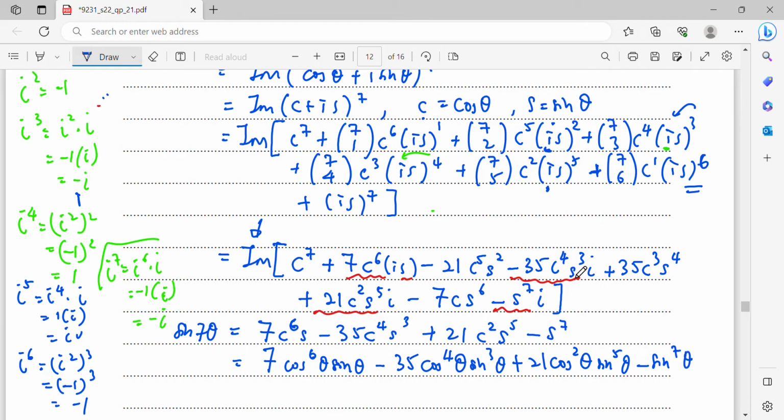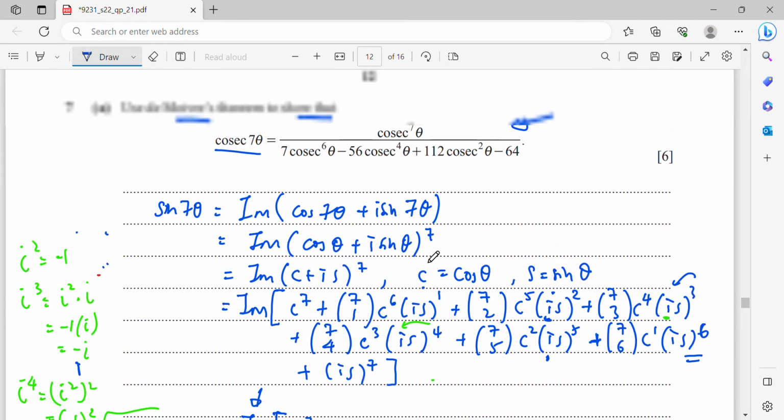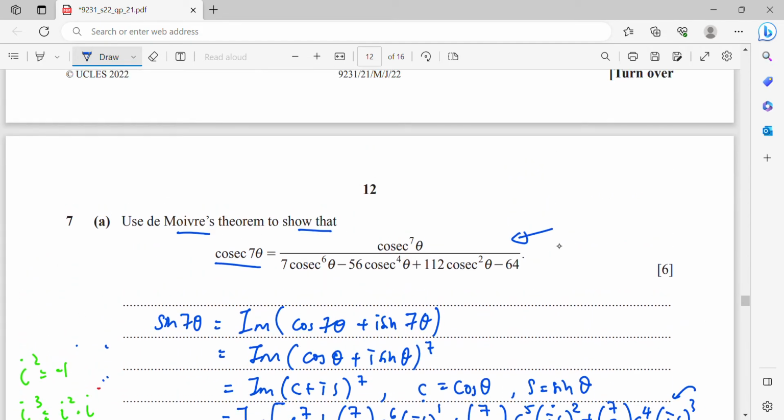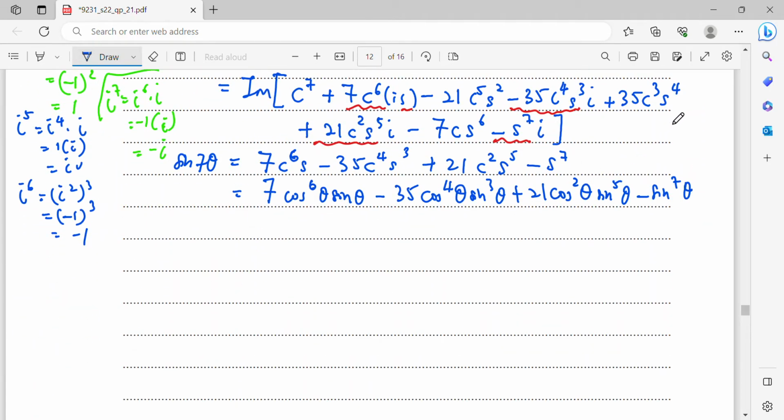Okay, but then when you refer to the question here, I need to get cosine for my final answer. Cosine means 1 over sine. No other terms. All must be 1 over sine. Which means you have to change all the cos to sine. So now, how to change the cos to sine? You need to refer to cos squared theta plus sine squared theta is 1, which means cos squared theta is 1 minus sine squared theta. Okay, replace the cos squared theta by 1 minus sine squared theta.